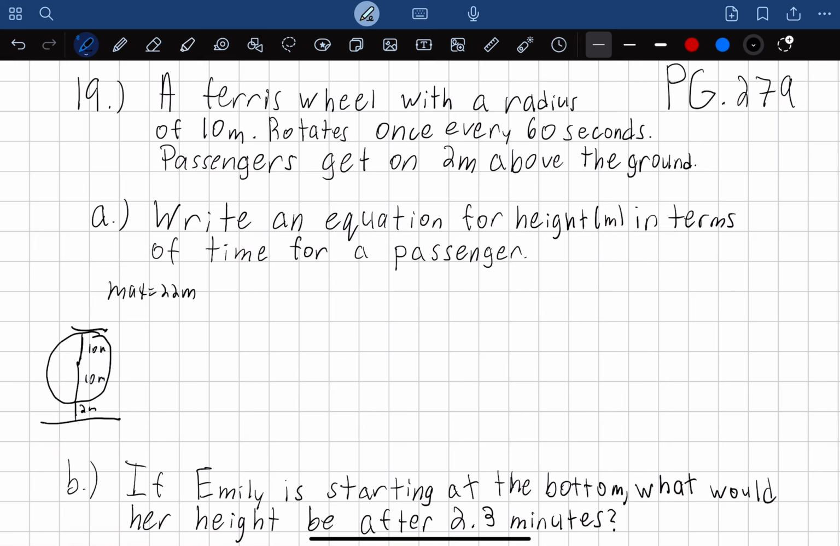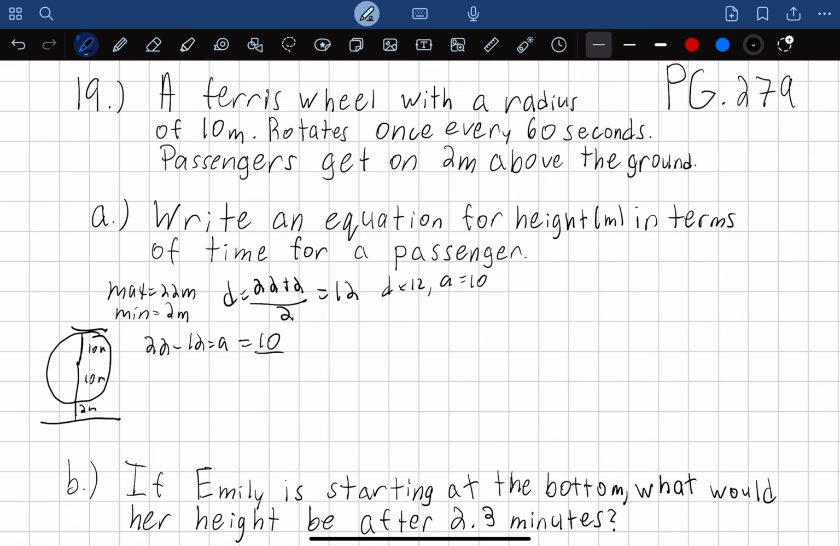As well, we have a minimum of 2, both in meters. So in order to get d, we're just going to go 22 plus 2 divided by 2, which is equal to 12. We can then go 22 minus 12 to get the amplitude, which is equal to 10. So we have d equals 12 and a equals 10.